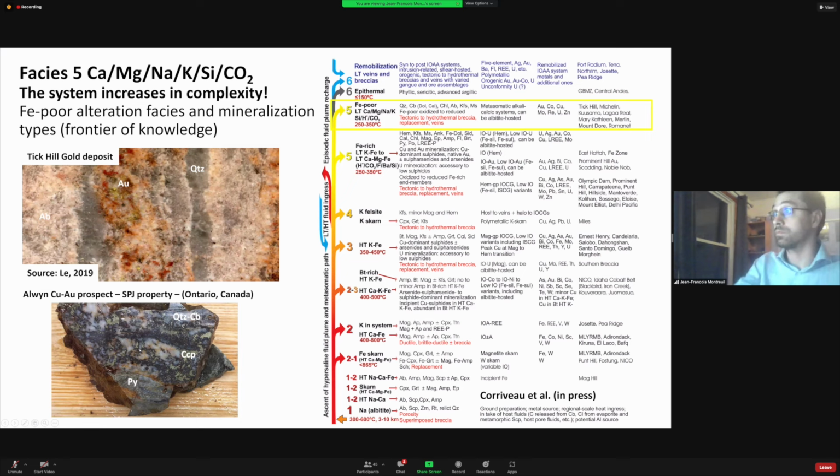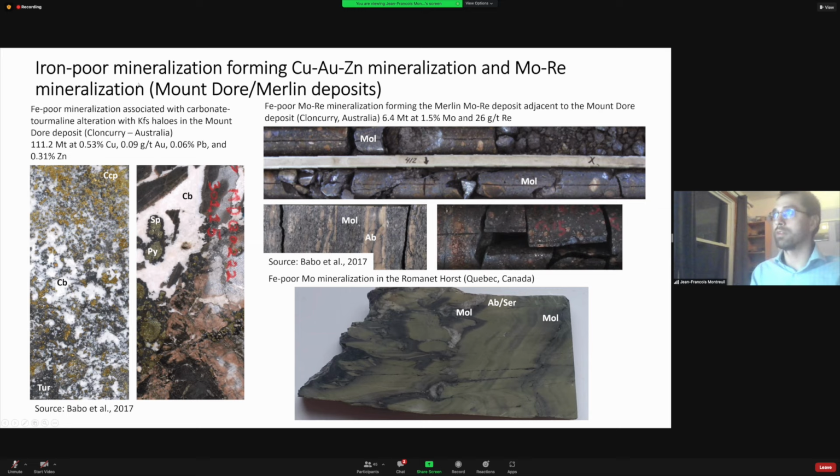There are also other styles of mineralization that are possible with these iron-poor alteration facies. A good example, and economically significant, comes from the Mount Dore and Merlin deposits in Australia. The two deposits are adjacent to each other. At Mount Dore, copper with accessory gold, lead, and zinc is associated with the formation of a carbonate-tourmaline style of alteration in which chalcopyrite, or sphalerite, is associated with that carbonate alteration, rimming pyrite.